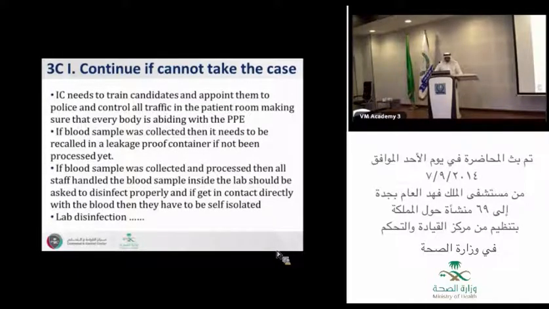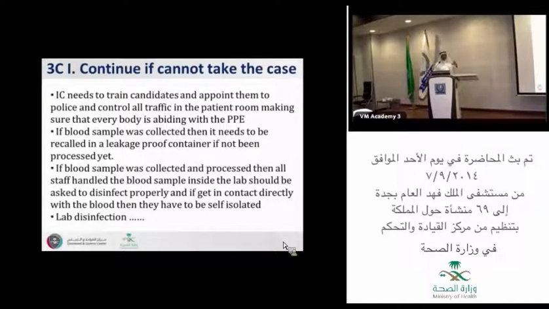If a blood sample was collected by the nurse or the doctor, and after that you started to have the case definition query, and the blood sample was sent to the lab, call the lab. If it is not processed, recall it back in a secured box. If not, I was mentioning here that you need to do lab disinfection.